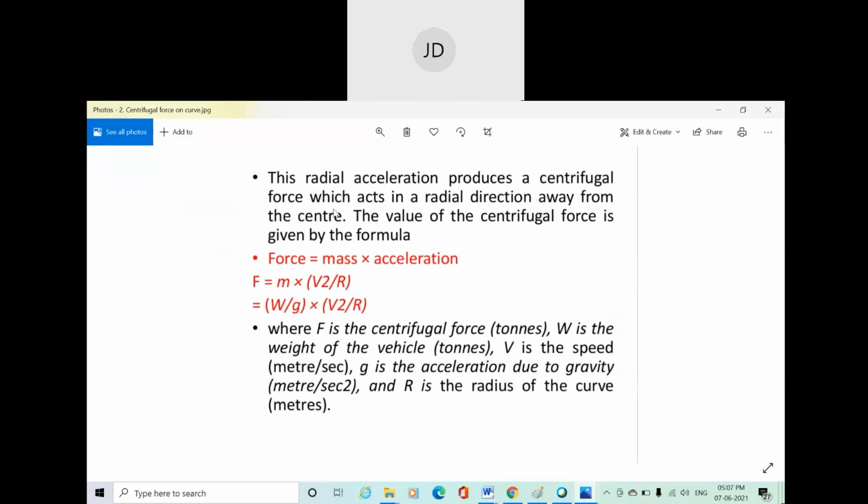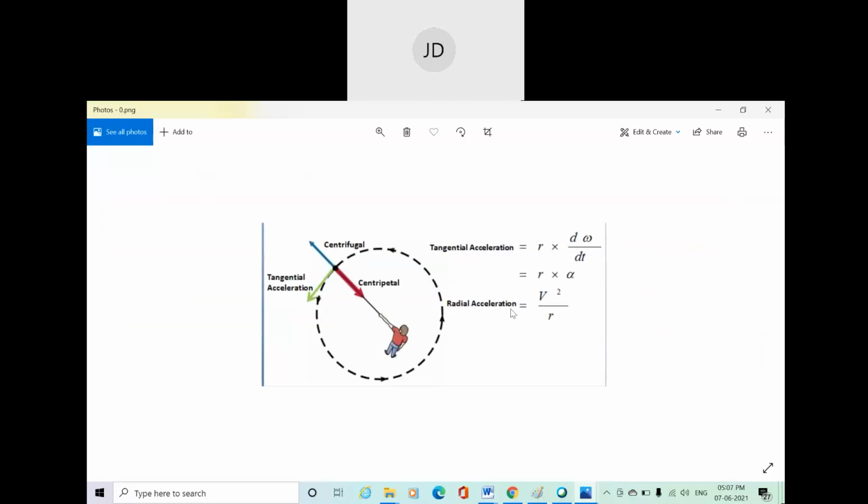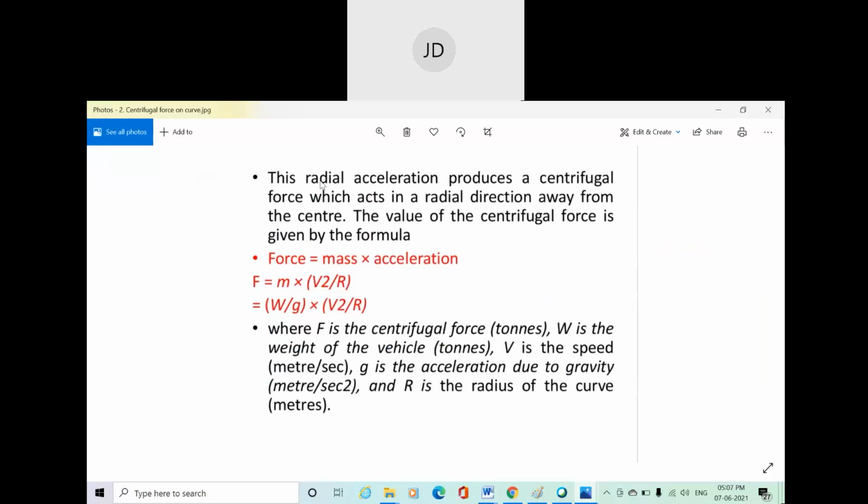It is given here. The radial acceleration that we already discussed. This radial acceleration produces a centrifugal force which acts in the radial direction away from the center. And the value of the centrifugal force is given by this formula. You know this formula, no? It is mv square by r, isn't it? Force equal to mass into acceleration. You know these things. The force equal to mass, that is m. Acceleration is what? v square by r. Fine. m can be written as w by g. Where F is your centrifugal force in ton.